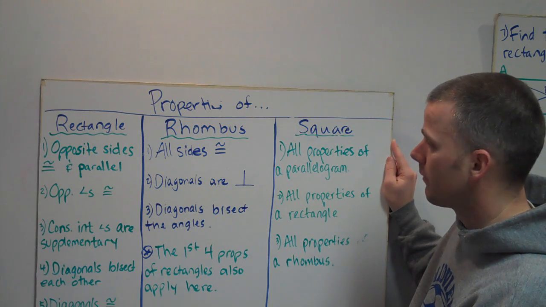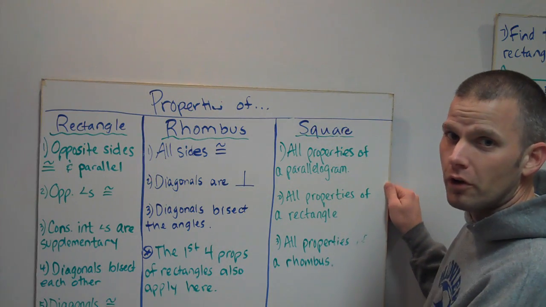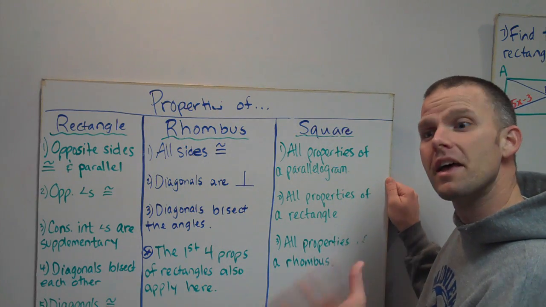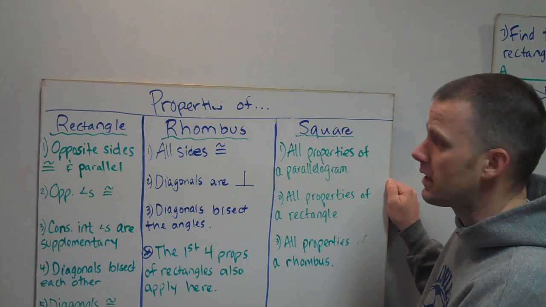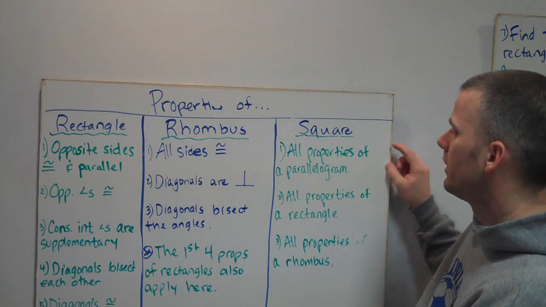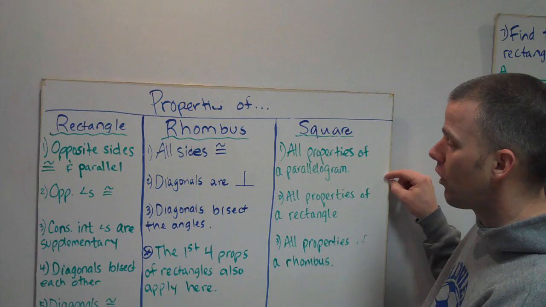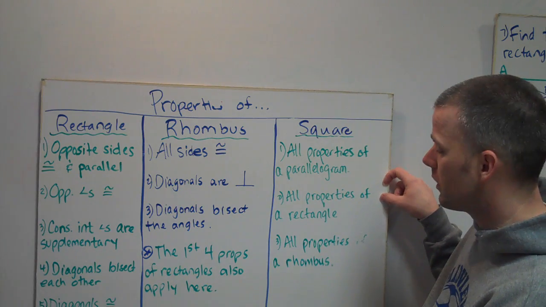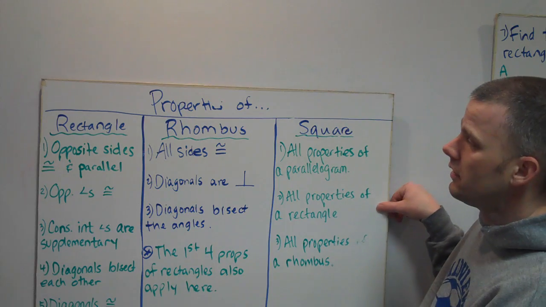properties of a parallelogram. Now, in terms of a square, the square is like the granddaddy of all quadrilaterals. It kind of encompasses every single quadrilateral that you can think of. The rhombus, the rectangle, the parallelogram, like all combined, that's a square. So all the properties of a parallelogram apply to a square. All the properties of a rectangle apply to a square, as well as all the properties of a rhombus.